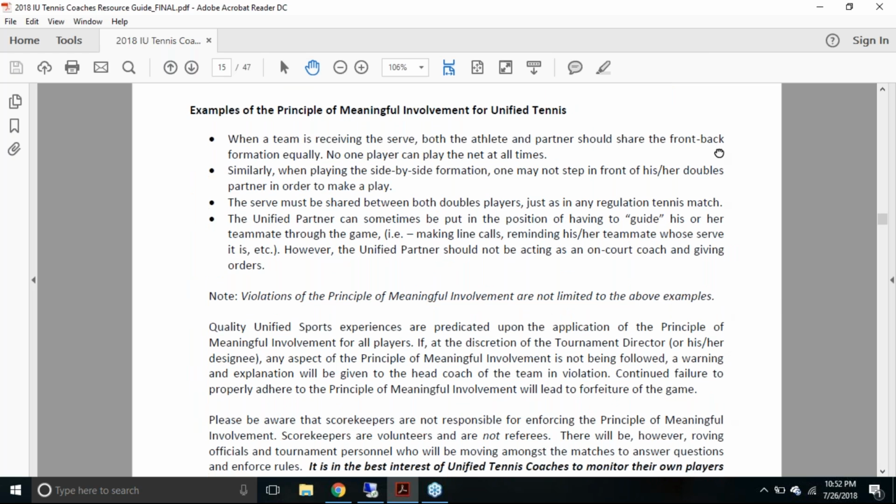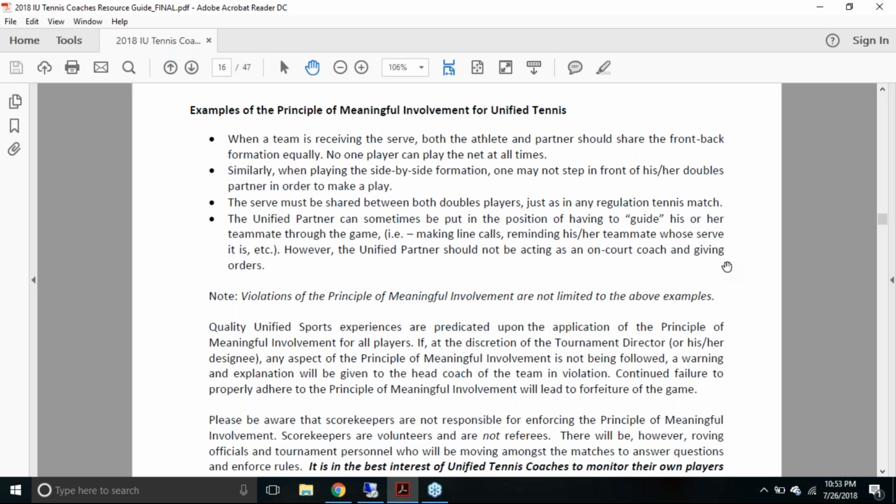So how does this look for interscholastic unified tennis? When a team is receiving the serve, both the athlete and partner should share the front-back formation equally. No player can play the net at all times. Or when playing the side-by-side formation, one may not step in front of his or her doubles partner in order to make a play. Now, does that happen sometimes in interscholastic tennis?